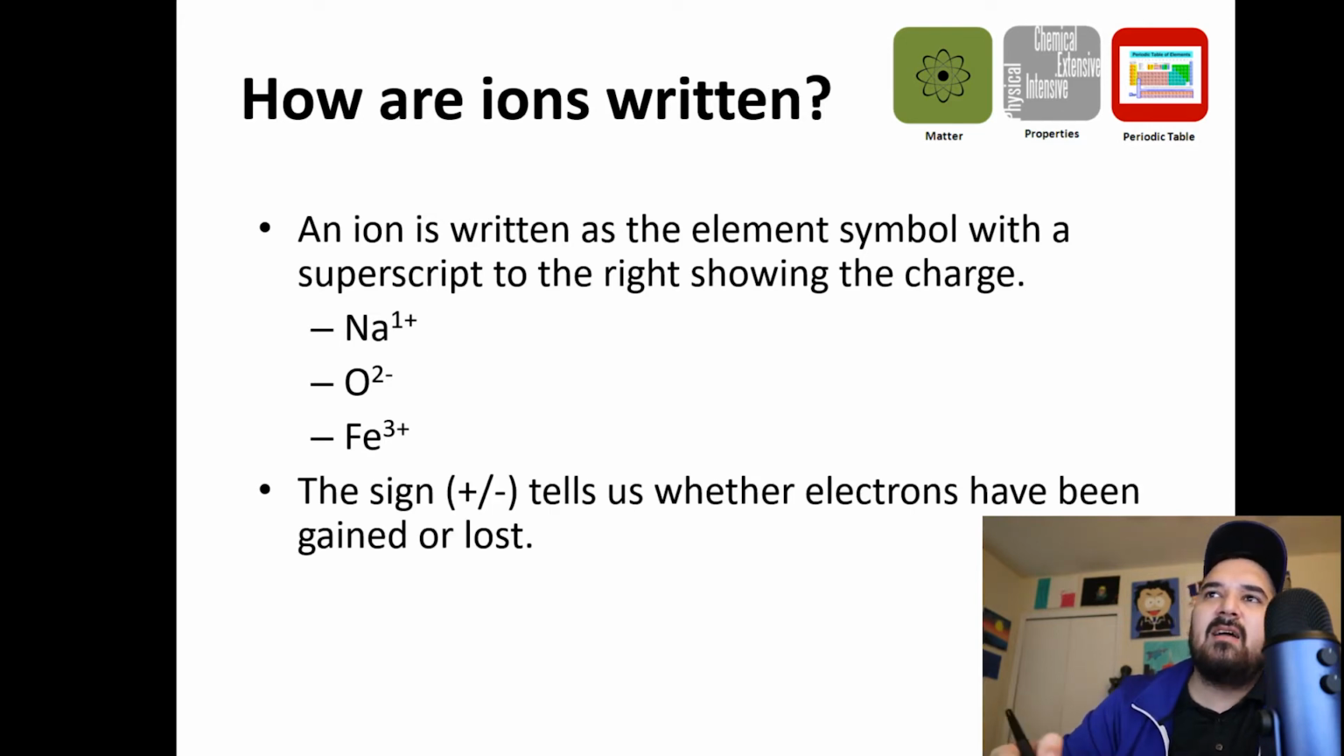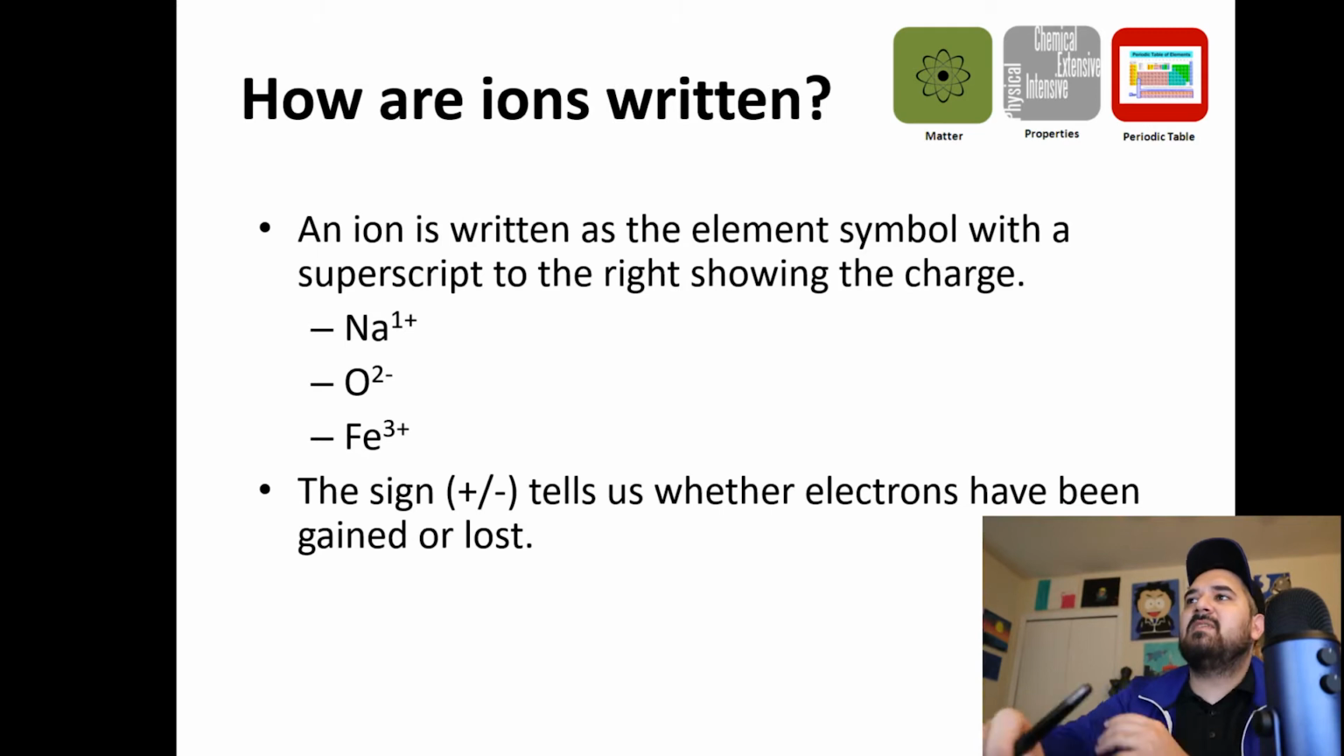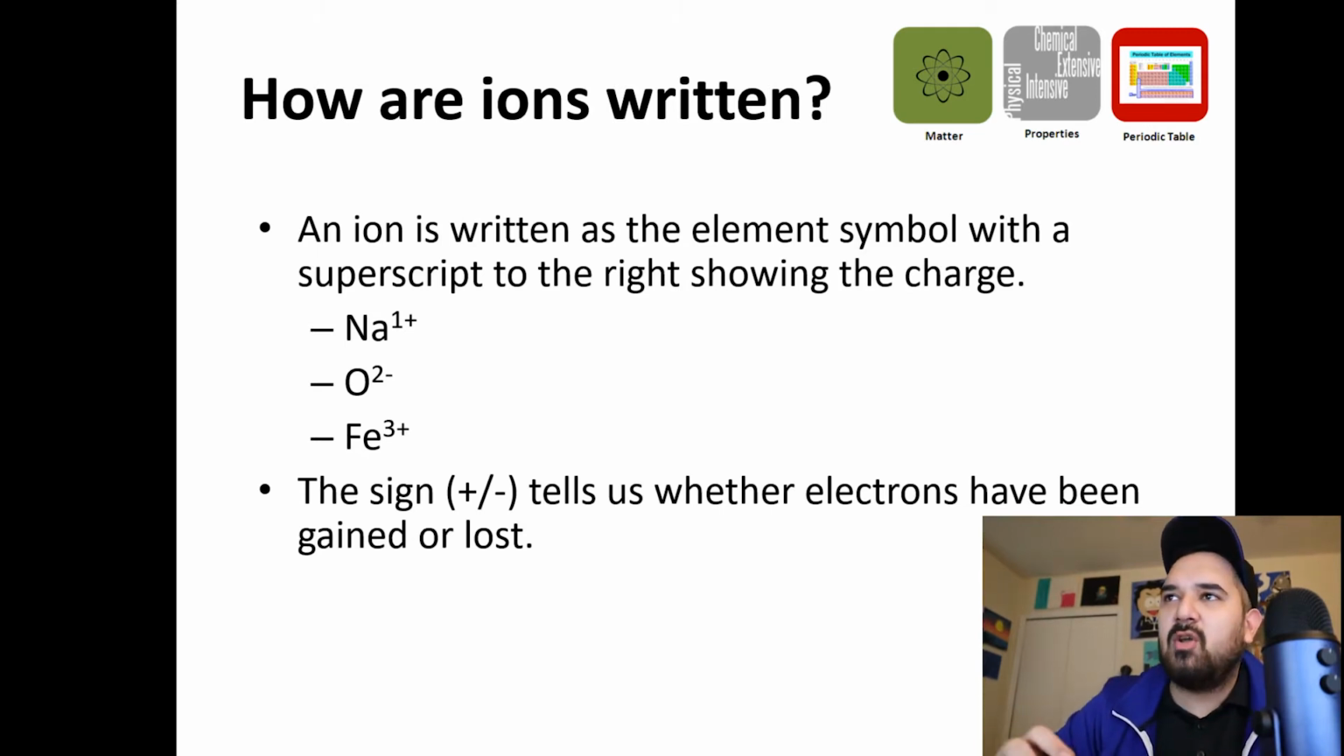All right, so how are ions written? An ion is written as the element symbol with a superscript to the right showing the charge. We're not talking about ions right now. We'll talk about them in a minute. So the sign, plus or minus, tells us whether the electrons have been gained or lost. So Na +1, it wants to lose 1. So this hasn't lost any yet. O -2, it hasn't changed.